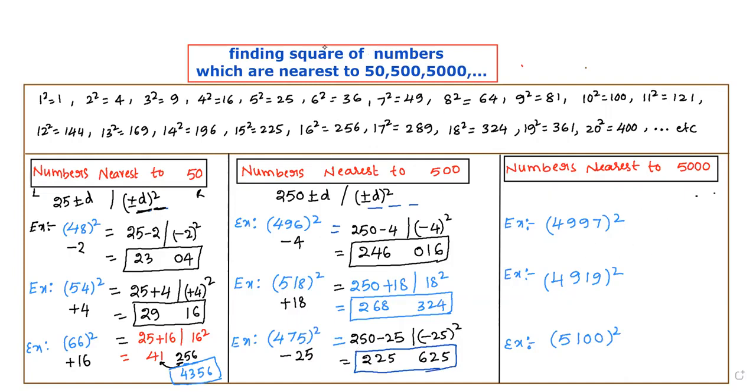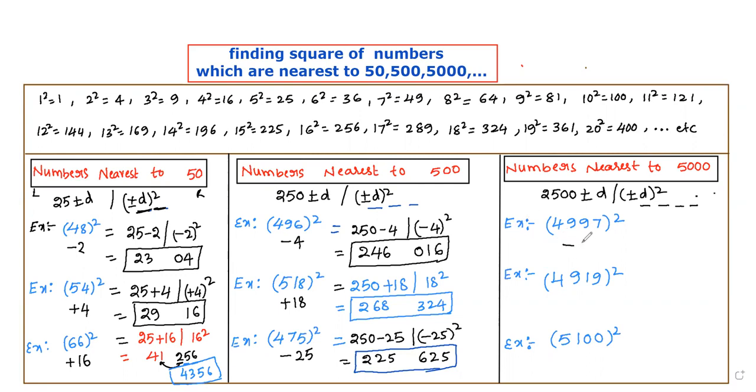Come to the third category. In this category we compare a number with 5,000. In this case also we get positive and negative deviations. Whatever deviation you get, just add it to or subtract it from 2500, and square the deviation. Here the number of fixed places will be, can you guess? Yes, now it is 4 places.